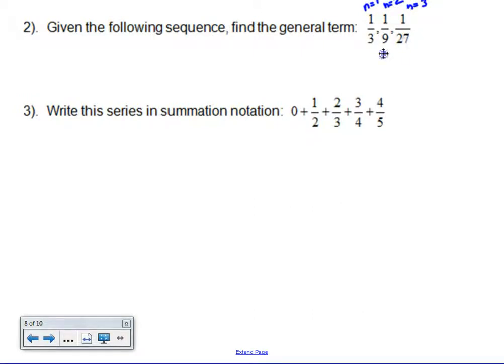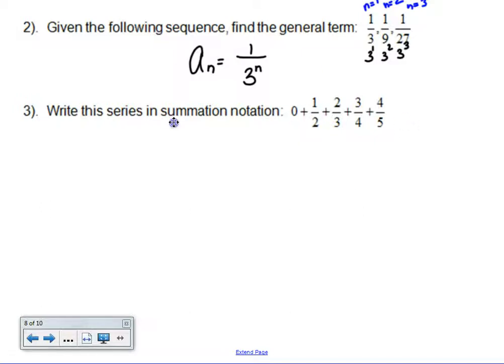This is base 3 numbers. So this is 3 to the first power, this is 3 to the second power, this is 3 to the third power, and so on and so on. So I think our general term has 1 in the numerator, and then 3 raised to the nth power, because the first term is 3 to the first power, which is 3. Okay, that one wasn't too bad.